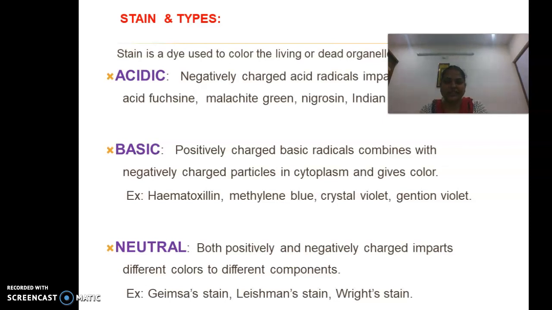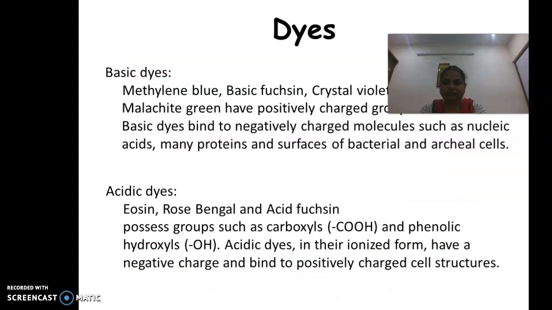As the name suggests, acidic stain generally has an acidic charge on it. Examples are malachite green, eosin, Indian ink. Basic stains have a basic charge present on them. Examples are crystal violet, gentian violet, methylene blue. And neutral stains contain both positive as well as negative charges, and examples are Giemsa stain, Leishman stain, Wright stain.